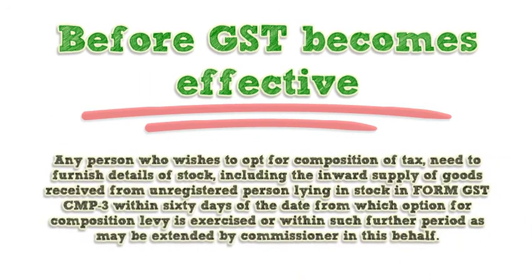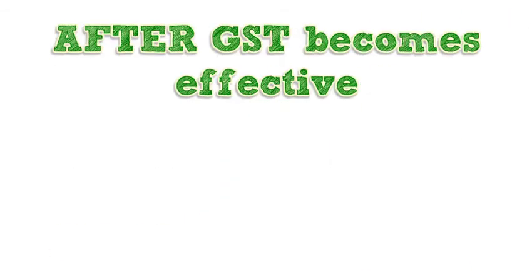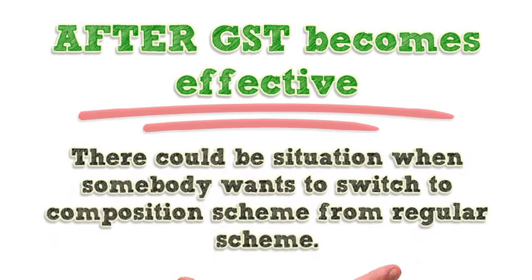Any person who wishes to opt for composition of tax needs to furnish details of stock, including the inward supply of goods received from unregistered person lying in stock, in FORM GST CMP-03 within 60 days of the date from which option for composition levy is exercised, or within such further period as may be extended by the Commissioner in this behalf. After GST becomes effective, there could be a situation when somebody wants to switch to composition scheme from regular scheme.